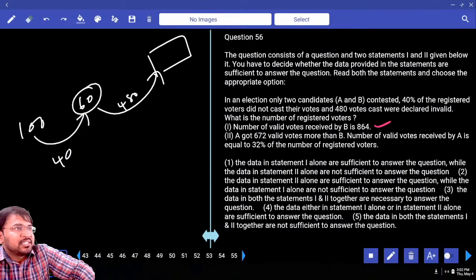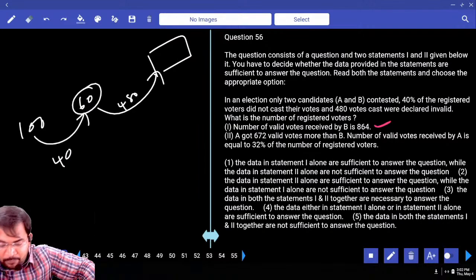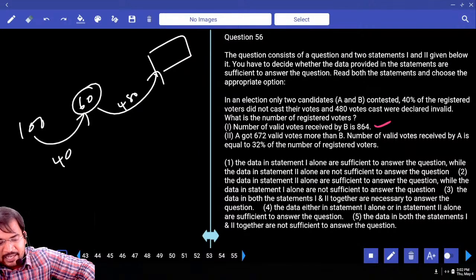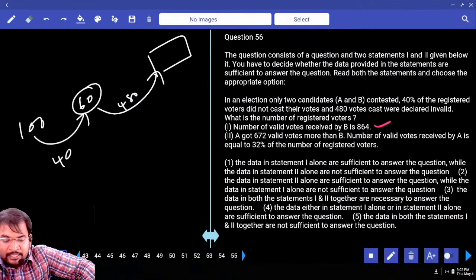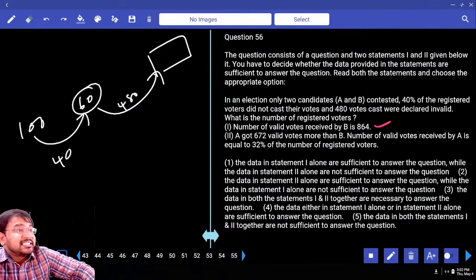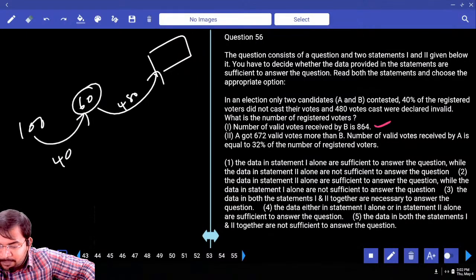By using only one, is an answer possible? No, only one, it's not possible. Now forget about one, see the second statement. A got 672 valid votes more than B. Okay, we don't bother about that one.